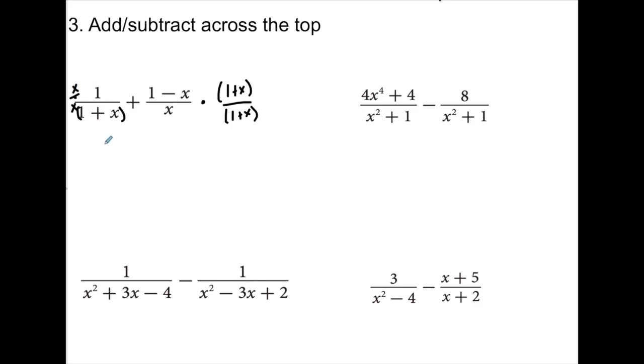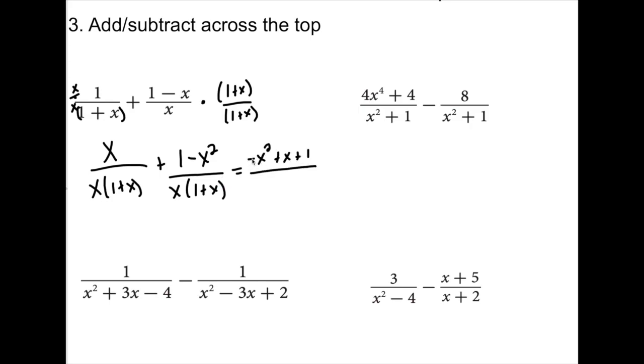So now on the top, I've got x over x times 1 plus x plus, okay, this is going to be a difference of squares. 1 minus x squared, right? 1 plus x, 1 minus x over x times 1 plus x. Okay, so I add across the top, and I get negative x squared plus x plus 1 over x times 1 plus x. Keep in mind our excluded values here. x is not able to be equal to 0 or negative 1.